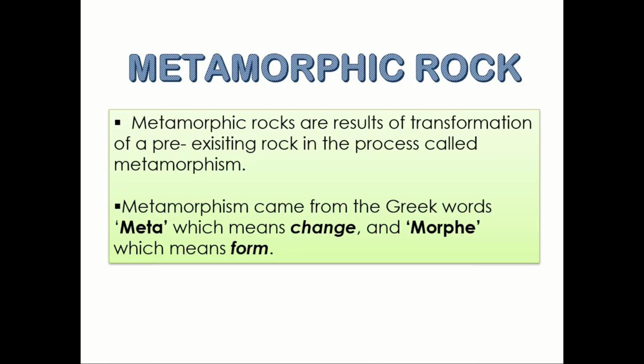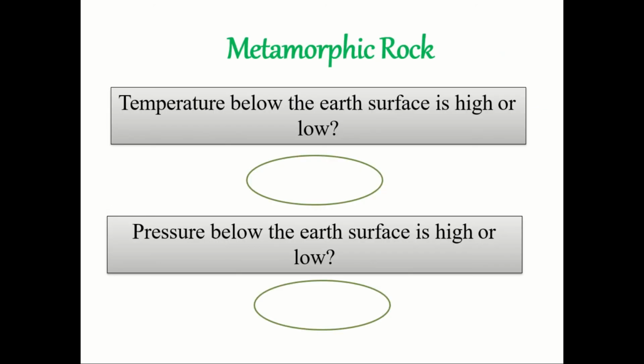Next type of rock is the metamorphic rock. So metamorphic rocks are results of transformation of a pre-existing rock in the process called metamorphism. So metamorphism came from the Greek words meta, which means change, and morphe, which means form. So, metamorphic rock. So, paano ba ito nabubuo?